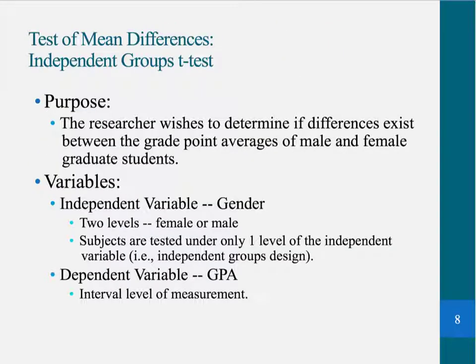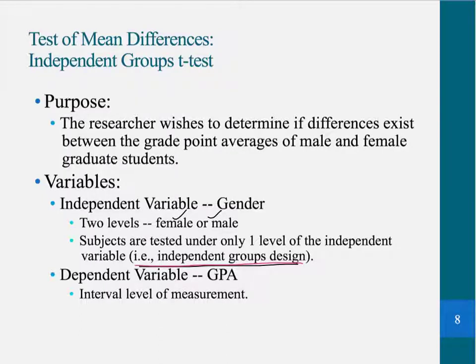So to run through an example of what I'd expect for the first. Here you have the researcher wishes to determine if a difference exists between the grade point averages of male and female graduate students. The independent variable here is gender. Gender has two levels, so that's going to meet a t-test, because two levels require that you compare two group means, and subjects are measured under only one level of measurement. What that means is we have an independent groups design. They are measured once and only once.